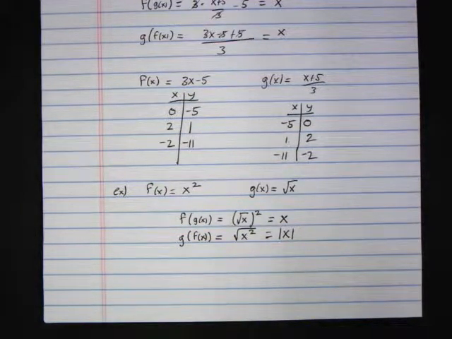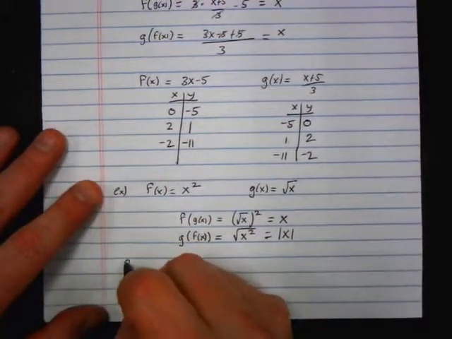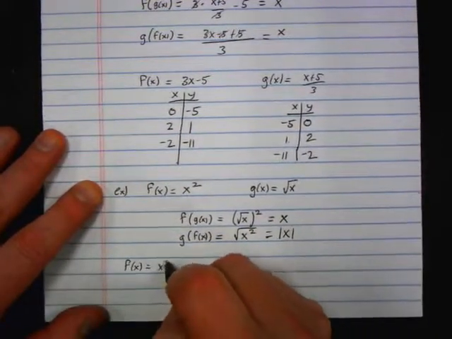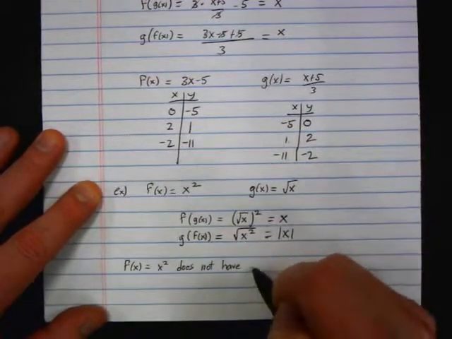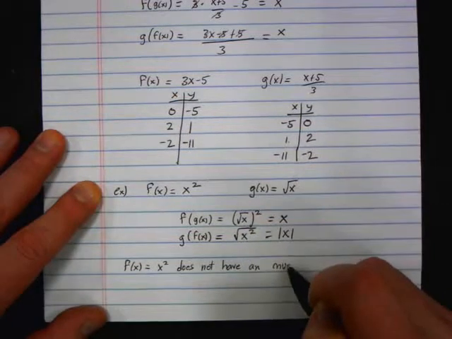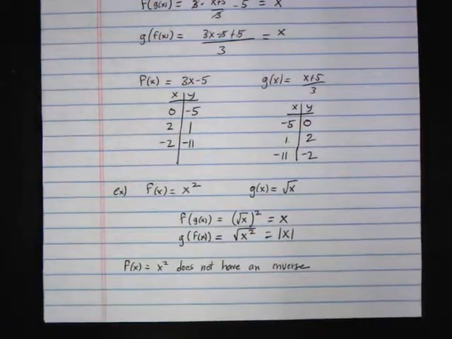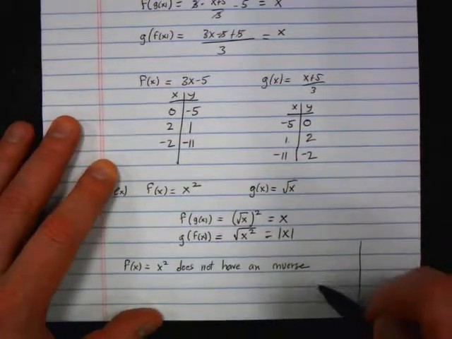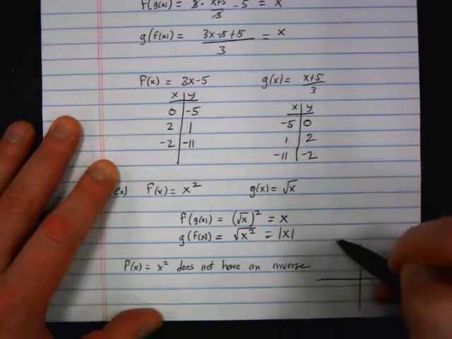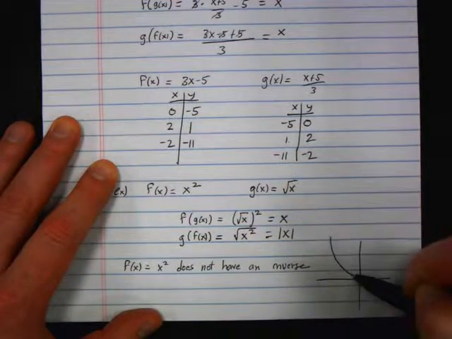Almost everybody will say the inverse of x squared is the square root of x. But it doesn't work. And the problem is f of x equals x squared does not have an inverse. It was a trick question right from the beginning. And the reason x squared does not have an inverse is because it's not what we call one-to-one.